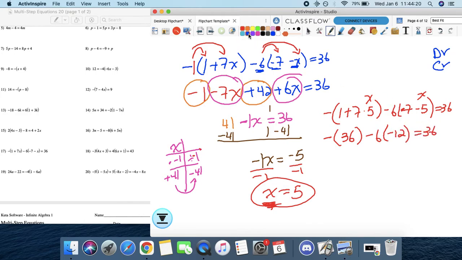All right, so again, pretend there's a 1 here. -1 times 36 is -36. And then a negative times a negative is a positive, and 6 times 12 is 72. -36 plus 72 is positive 36, and everything is good.